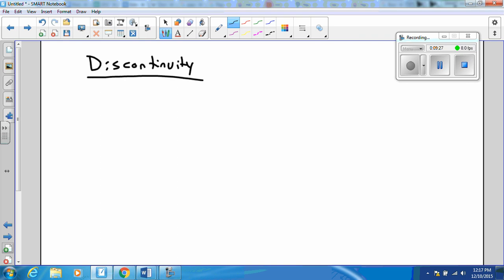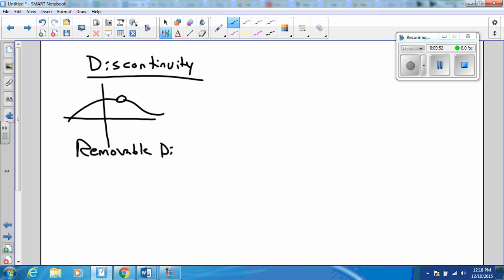So discontinuity is going to be any point where the graph jumps, essentially, or fails to be continuous. And so they come in 3 flavors. We have, what is this called? A removable discontinuity, right. That's the preferred term these days.